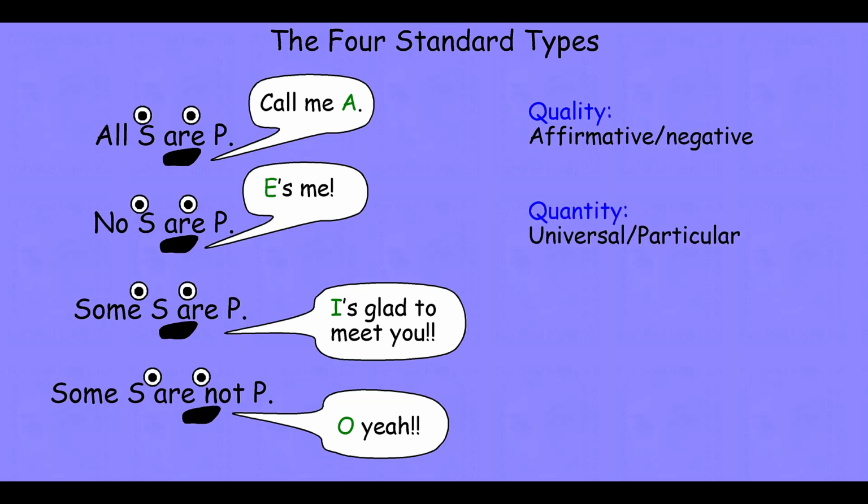Our quantifiers determine how much of the subject class is included in, affirmative, or excluded from, negative, the predicate class. The universals: all S are P, affirmative, universal, all the members of the subject class are in the predicate class. The universal negative, type E: no members of the subject class are members of the predicate class. The particular affirmative: some members of the subject class, that is at least one, are members of the predicate class. And particular negative: some members, at least one of the subject class, are not members of the predicate class.